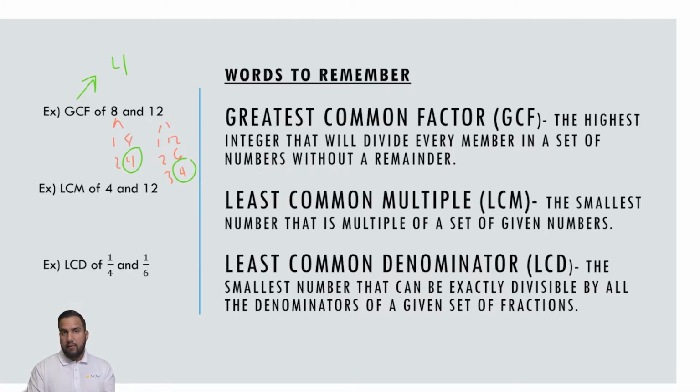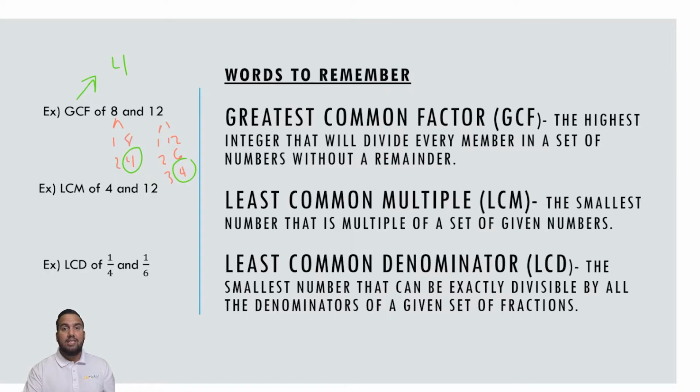So remember, greatest common factor is the highest number that goes into a set of numbers. A set is a certain amount of numbers that you are working with. In this case, 8 and 12 was my set. Okay, next vocab word, least common multiple. These two vocab words get confused all the time.